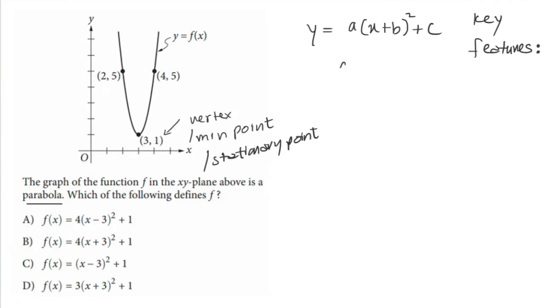If a is greater than 0, your parabola looks like this. If a is less than 0, your parabola looks like this. By less than 0, I mean that a is negative. I can see none of these coefficients are negative. They are all positive. So that's why we can see that the parabola is upward opening with a minimum turning point. Okay, so the next point, the key feature, is very important.